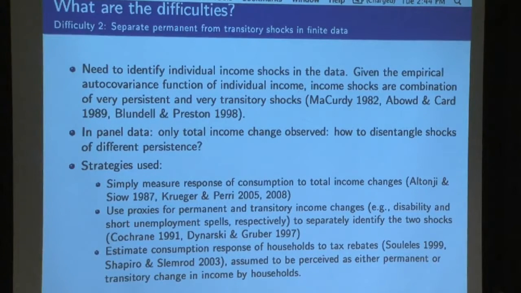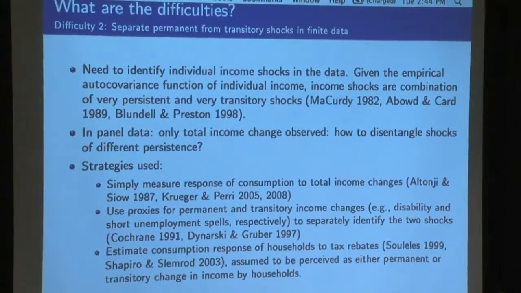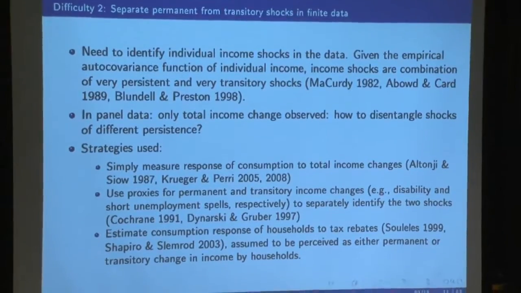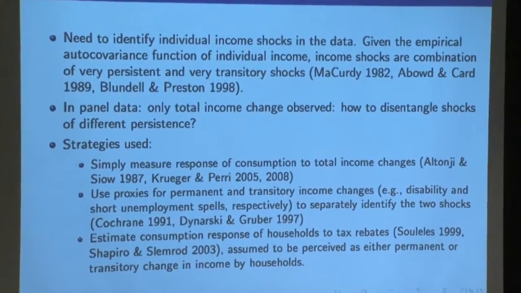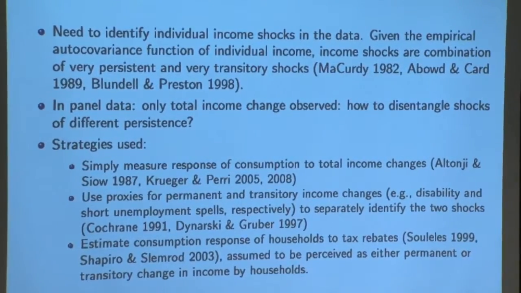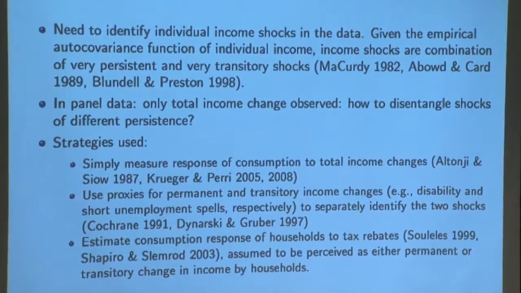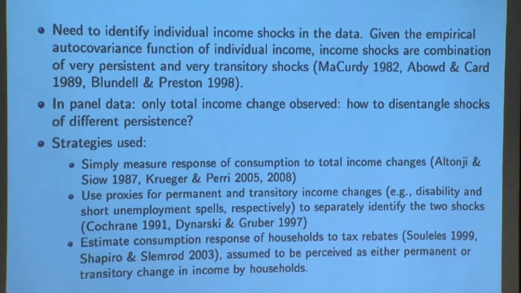Another way to think about this up front is that these models are making a distinction between permanent and transitory shocks, but we only see income. We don't see each of these different kinds of shocks individually. So what to do about that? Well, you could ignore it and just look at the response to total income change, which is kind of what we've been doing actually in the development data sets.